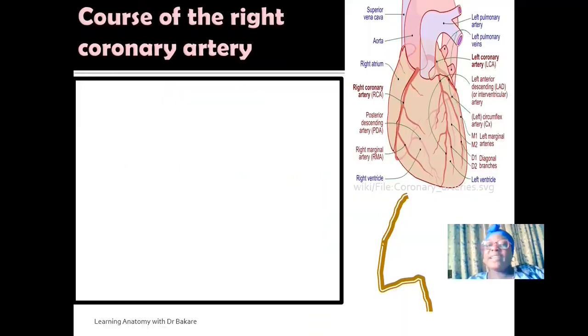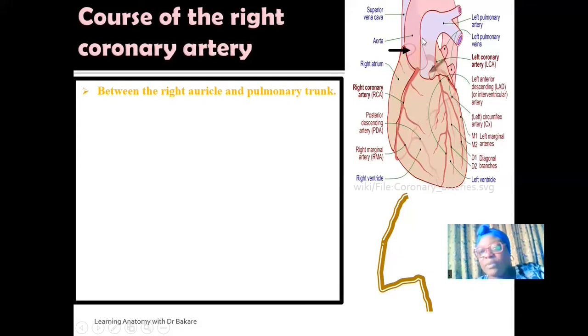For the right coronary artery, after it emerges, let us see how it runs around the surface of the heart. It emerges from the right aortic sinus, as we've stated in our previous slide. And after it emerges, you see it between the right auricle and also the pulmonary trunk. This is the right auricle here in the right side of the heart, and this is the pulmonary trunk, which carries the blood to the lungs where it will be oxygenated.